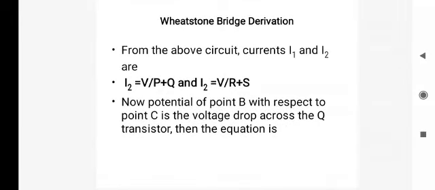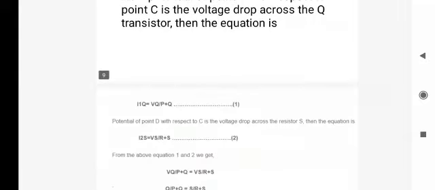So Wheatstone bridge derivation, from this circuit we have derived I1 and I2 equations. So I1 equation is equal to VQ by P plus Q. Potential of point D with respect to C is the voltage drop across the resistor S. Then the equation is I2 into S is equal to VS by R plus S. From these both equations, when we equate them, we get R is equal to S into P by Q.